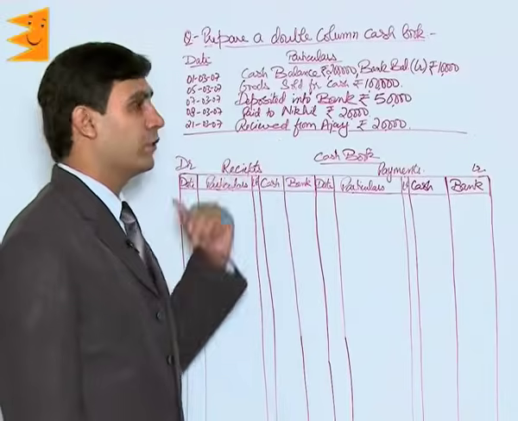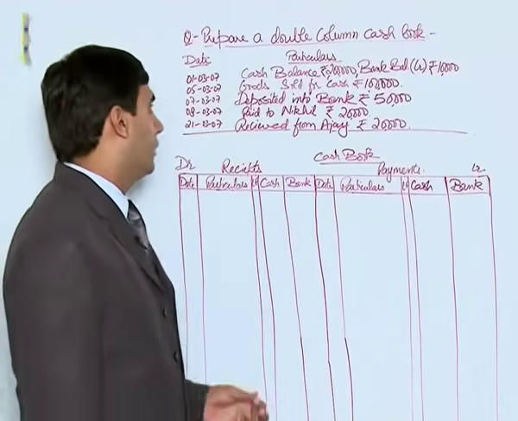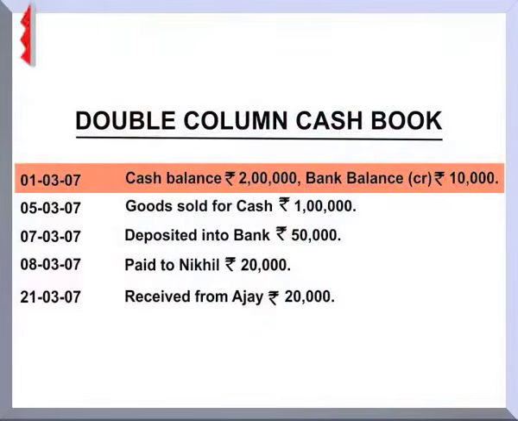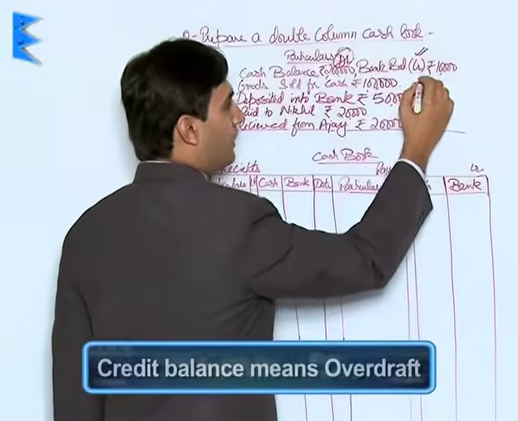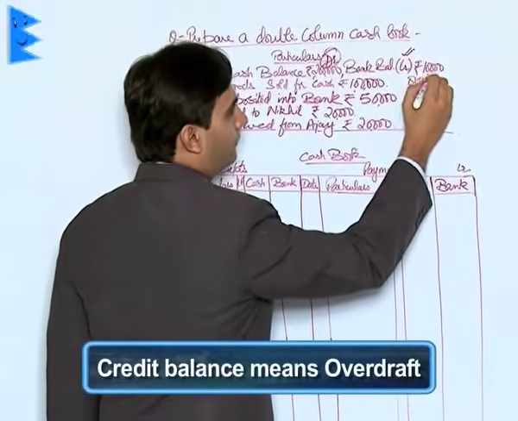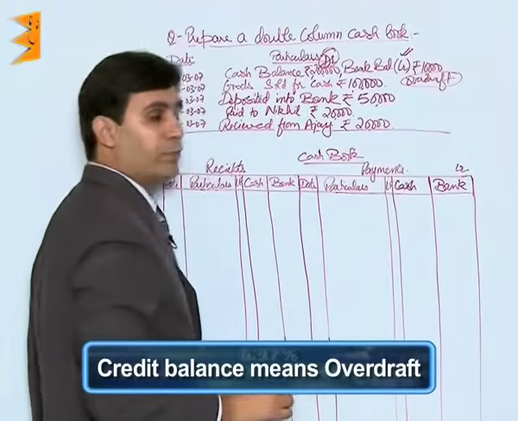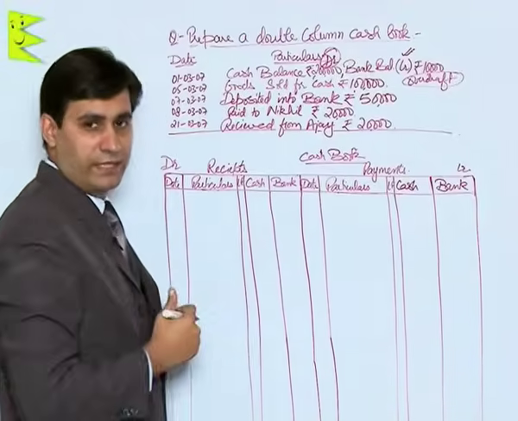Let us make a cash book for the following transactions. Now students, on 1st March 2007, we have a cash balance of rupees 2 lakh. Cash is an asset, so this would be a debit balance. Now here, the bank balance has been shown as credit balance. So now students, remember, credit balance means overdraft. It is an overdraft, so this balance would be shown on the credit side.